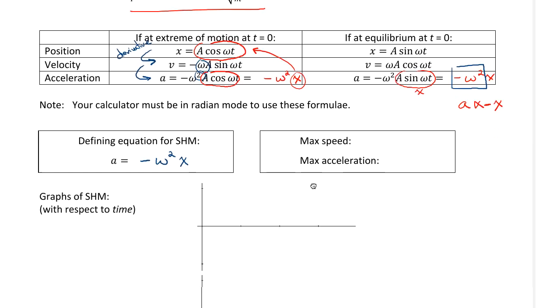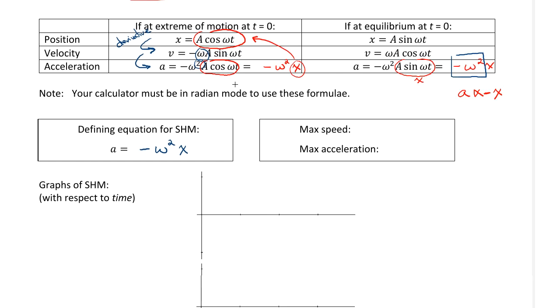Also notice that from the fact that sine and cosine have maximum values of 1, no matter what the argument omega t is, the sine and cosine parts of these equations can never be more than 1. That tells us the maximum speed and the maximum acceleration. So the maximum speed can only ever be equal to the coefficient out front in that equation, so that's omega times A.